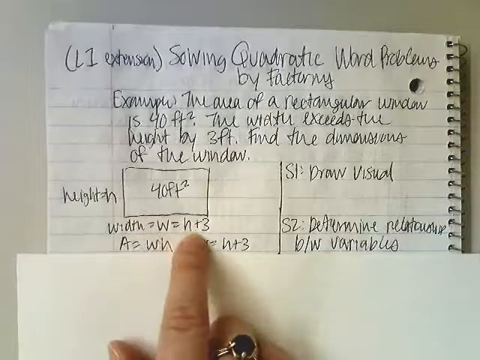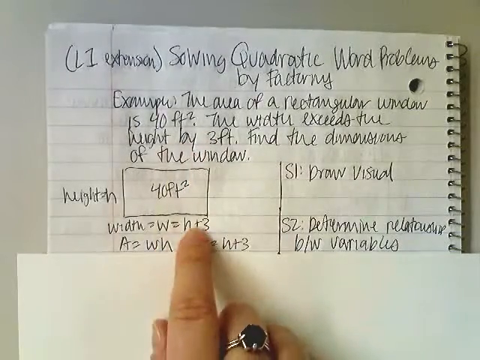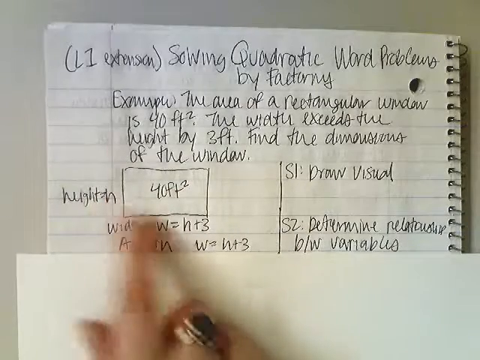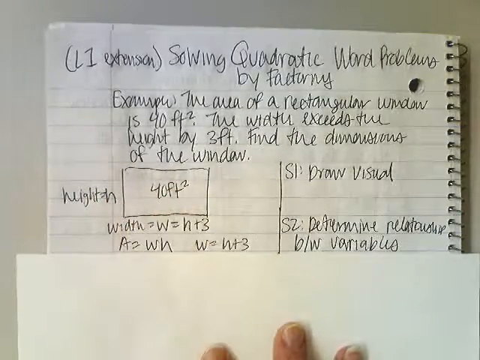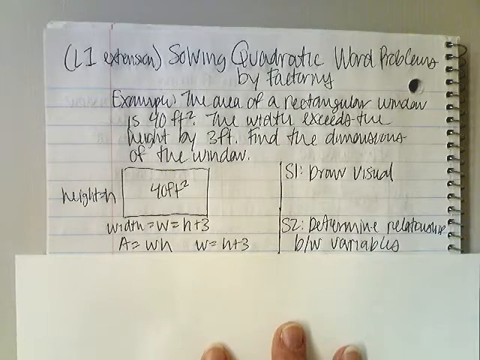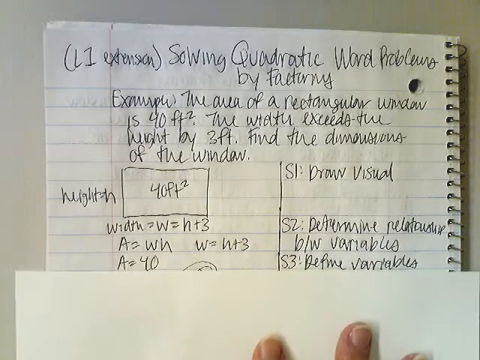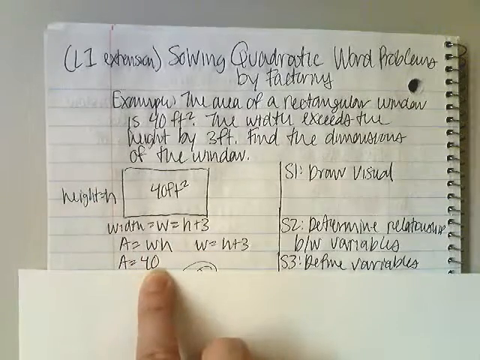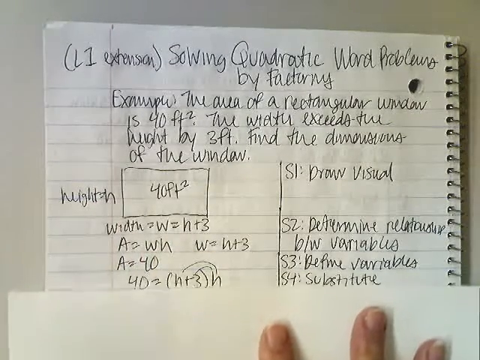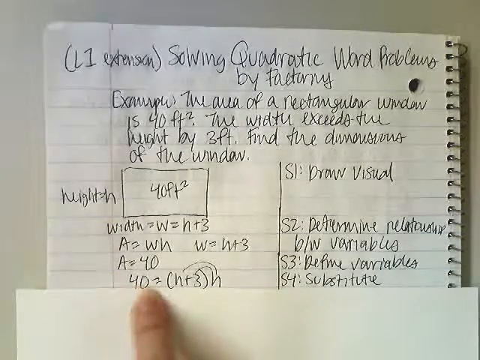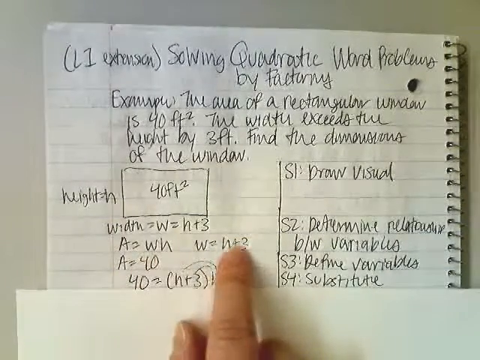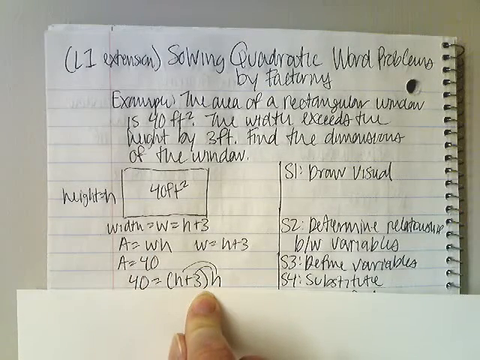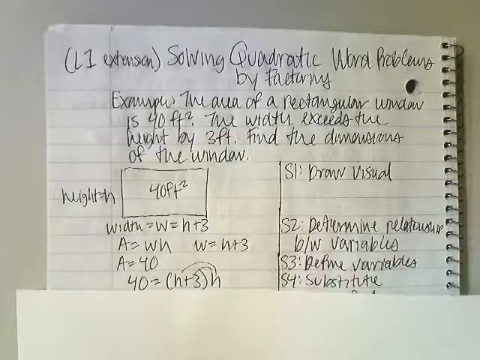So I know the width, like I said, exceeds the height by 3. So I do height plus 3 to get my width. I know the area of a rectangle is the length times the width, or in this case, the height times the width will give me that rectangle, so I write those down, and now I'm going to define my variables. Width is w, height is h, area is 40, and then I'm going to substitute them in. So now I have 40 is equal to my width, h plus 3 times h, my height. So now I have an equation in terms of one variable, so I can solve out for h.